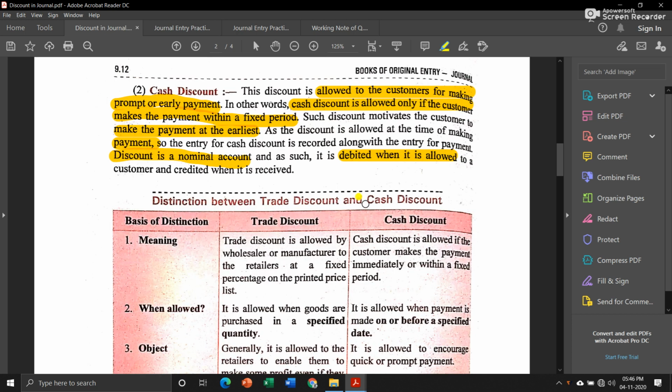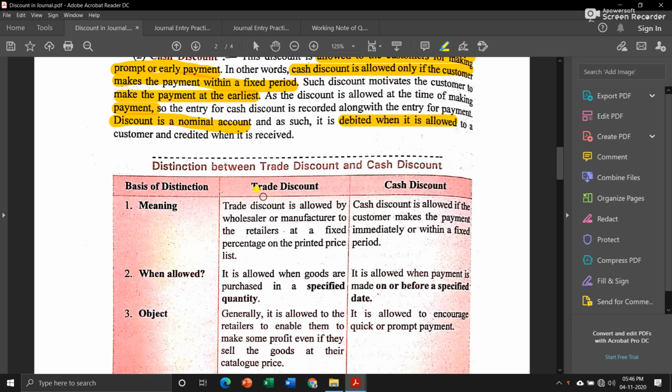Now let us see difference between trade discount and cash discount. Now first let us see meaning of these two. Trade discount is allowed by wholesaler or manufacturer to retailers at a fixed percentage on the printed price list or marked price. But cash discount is allowed if the customer makes the payment immediately or within a fixed period.